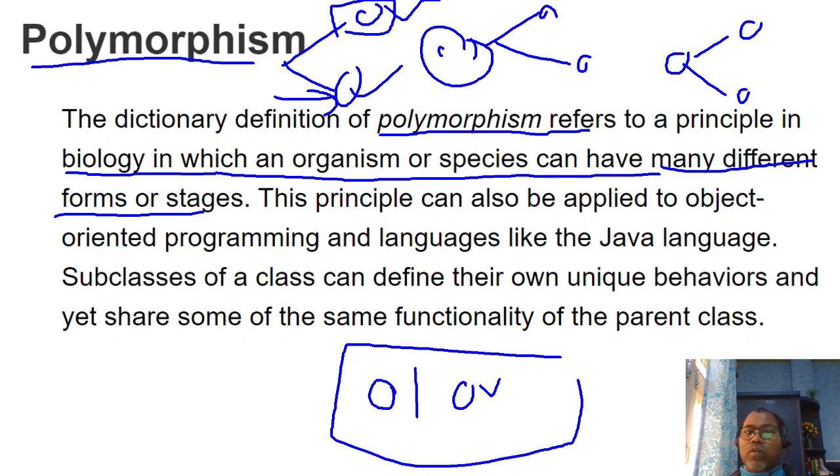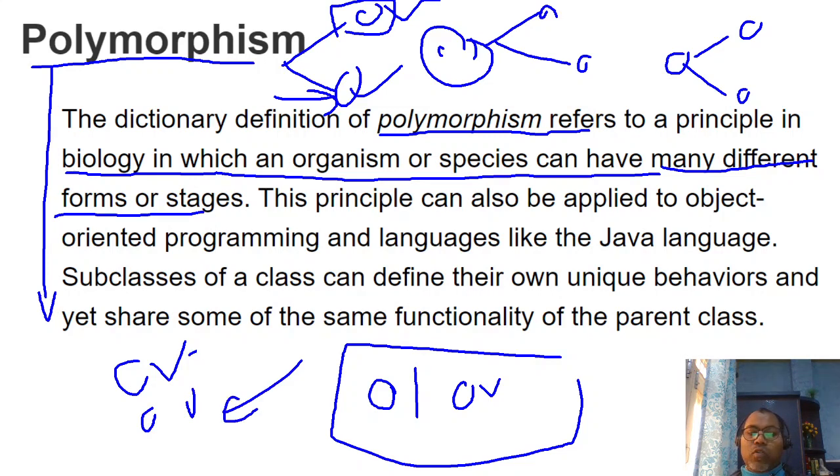So this is the overloading as well. Polymorphism you can achieve through two modes: one is overloading, one is overriding. Overriding is a runtime polymorphism, overloading a compile time polymorphism. Polymorphism means one object behaves differently in different situations.